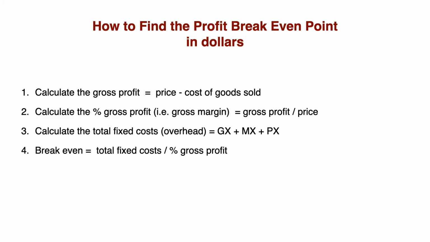Now let's look at the same example, but this time we're going to calculate break-even point in dollars. The calculation is very, very similar. We start with the gross profit, and that's the price per bag minus the cost of goods sold. We calculate the percent gross profit. You remember from those other videos, I asked you to start thinking in percents. Here's a good example of that. This is known as your gross margin, and it's the gross profit divided by the sale price. We then calculate the total fixed costs as before. That's our overhead. Break even now is the total fixed cost divided by that percent gross profit or gross margin.